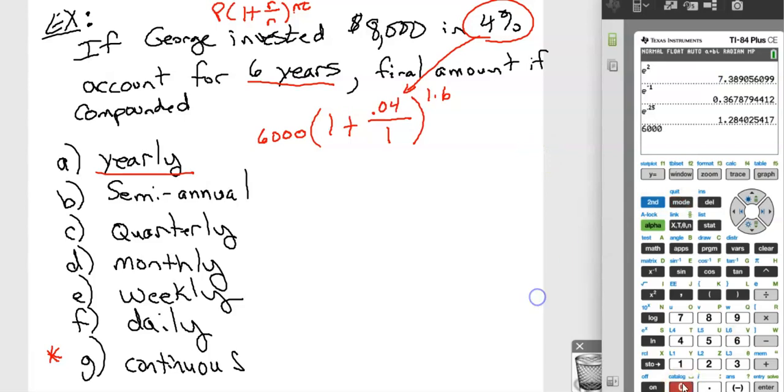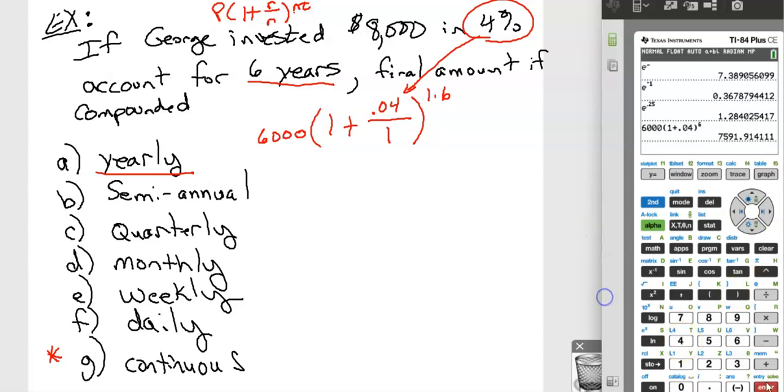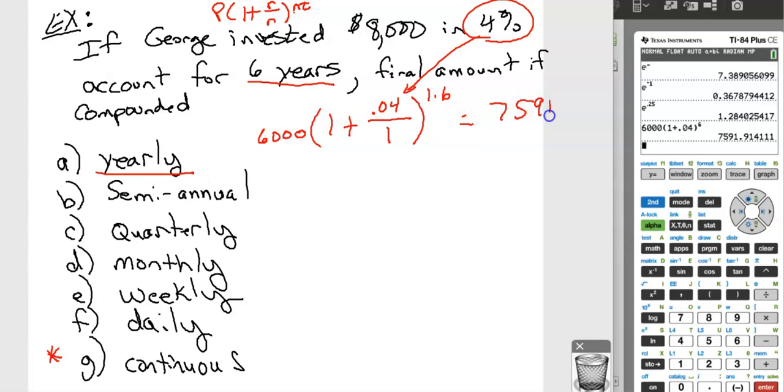So we have $6,000. This is where the calculator is going to be extremely helpful. So 0.04 divided by 1. We don't really need to divide by 1. And we're going to raise that to the 6th power. So after 6 years, George would withdraw $7,591. If he just kept that money in there for 6 years, came back 6 years later, and the banker said, let me calculate your money, he only has to calculate it one time. And that's how much he would have after 6 years.